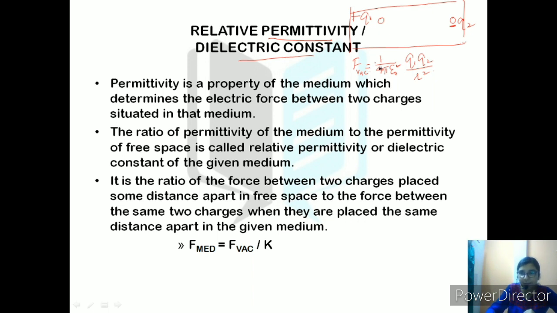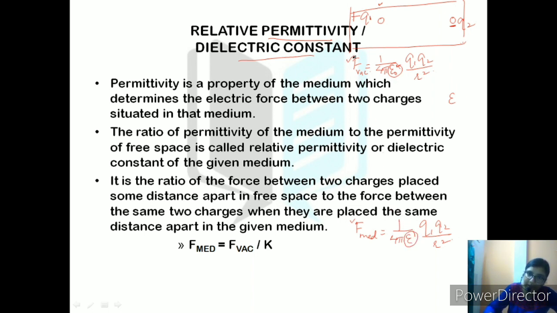Now we'll consider the second case. If we immerse this inside glass, or suppose, in water. The medium is water. Then what will the force in the medium be? Suppose the permittivity in water is epsilon. In that case, 1 by 4 pi epsilon Q1 Q2 by r square. So in these two cases, what is different? This constant value, epsilon naught and epsilon, is different.